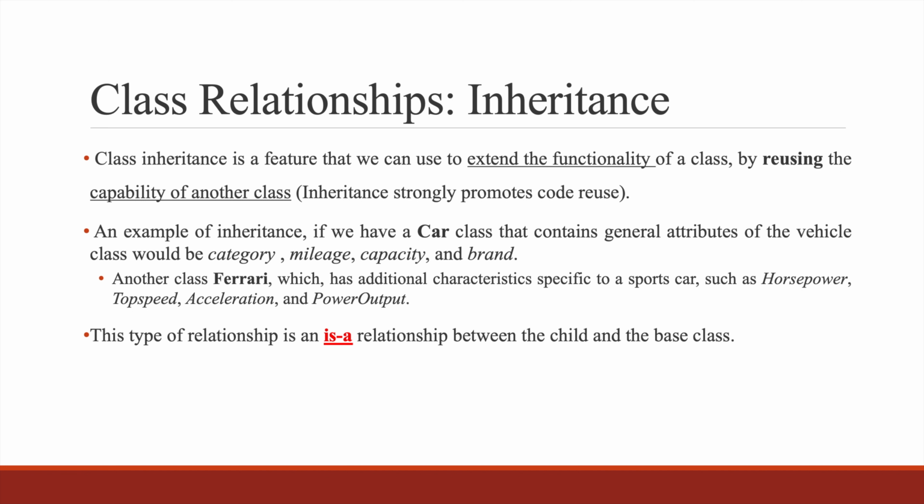One class is usually a parent class, and another class is a child class, where the child class inherits all of the variables and the methods of the parent class. So class inheritance is a feature that you can use to extend the functionality of a class by reusing the capability of another class. As an example, if we have a class called car that contains general attributes of a vehicle, which is also another class.